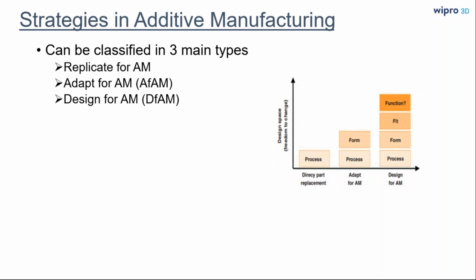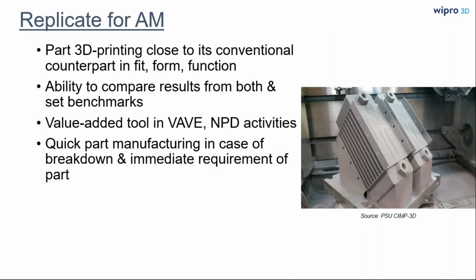So we can work with three strategies when it comes to implementing additive manufacturing, namely replicate for additive manufacturing, secondly adapt for additive manufacturing, and thirdly design for additive manufacturing, or DFAM, which again is being talked about in the industry. So when it comes to replicate for additive manufacturing, you are merely printing the same part which was designed for conventional or traditional manufacturing. You're simply 3D printing it. It's useful in comparing the results we get from 3D printing and setting up benchmarks, a comparative study between the two manufacturing techniques. And it can be an extremely value-added tool in new product development activities.